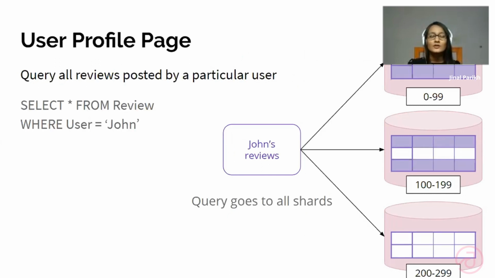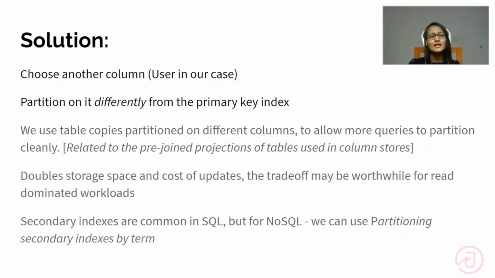What if you want to query all reviews posted by a particular user? Now instead of the book ID, you want all reviews for user John. In this case, since our data is partitioned on book ID and not on user, the query will go to all shards. How do we solve this problem? One solution is to choose another column, let's say user, and partition on this column differently from the primary key index, that is the book ID that we had.